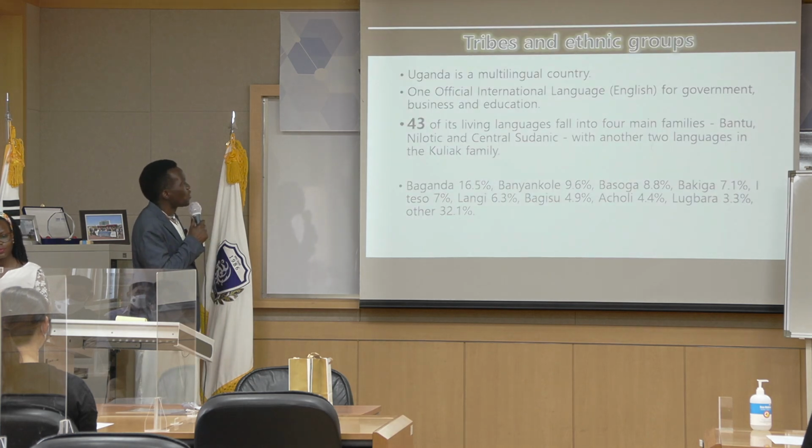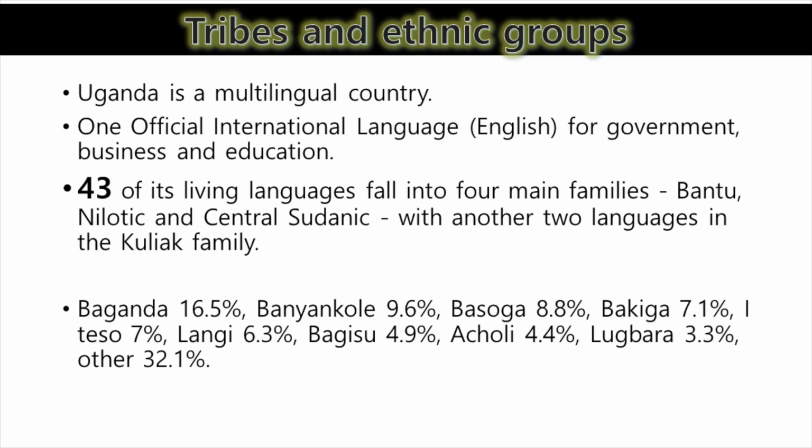Uganda is a multilingual country, and one official international language is recognized, that is English, which is for government, business, and education. We have 43 living languages. Actually, we also have 4 main families: the Bantu, Nilotics, and the Central Sudanic, with another 2 languages in the Kuriak family. So we have a vast culture and very many tribes.